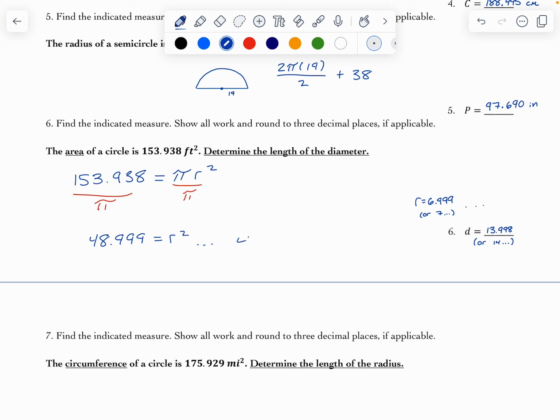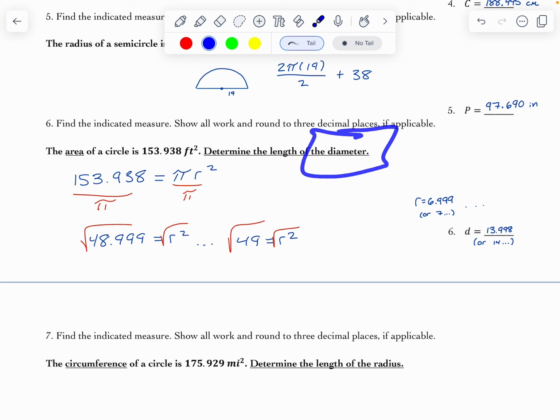If you said 49 is equal to r squared, that's fine as long as you're showing your work. Now to get r by itself, right, I started by getting r squared by itself. Now I have to take the square root of both sides, and I get that my radius is 7. However, we're asked to find the diameter. You just double it. You either get 13.998 or 14, just depending on what you use.